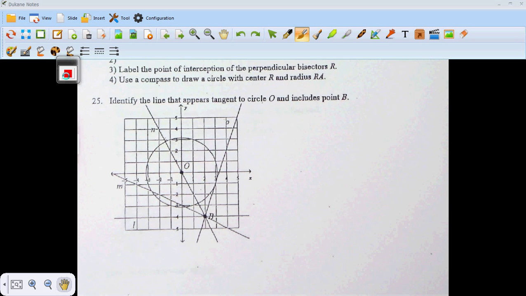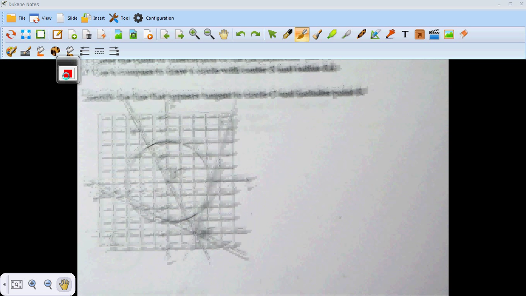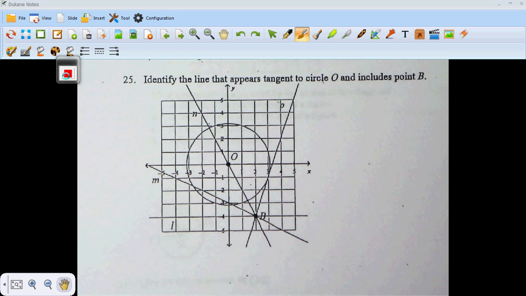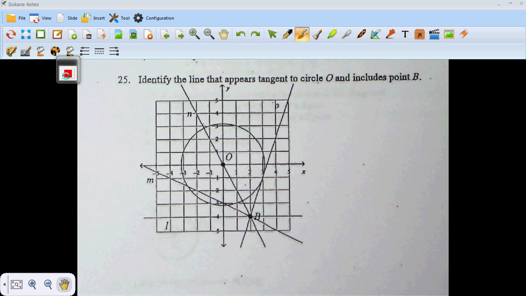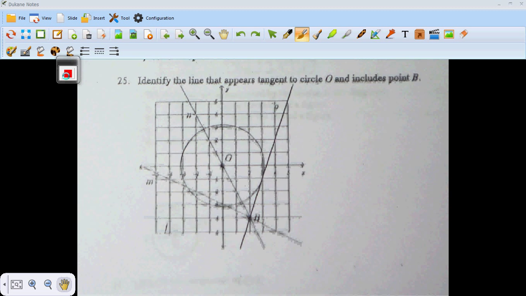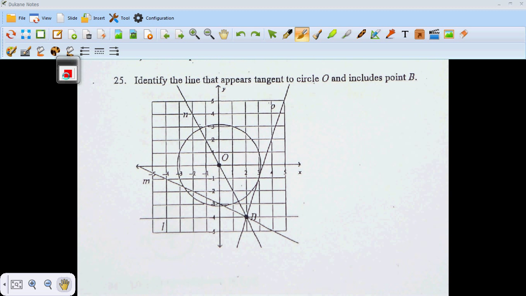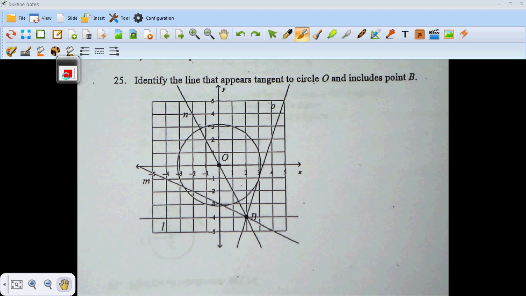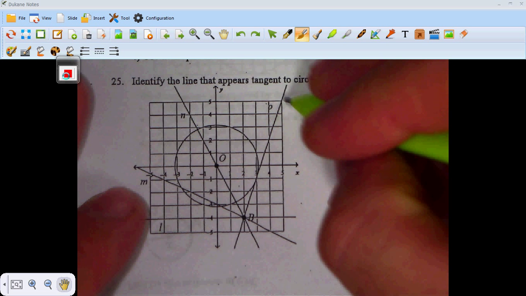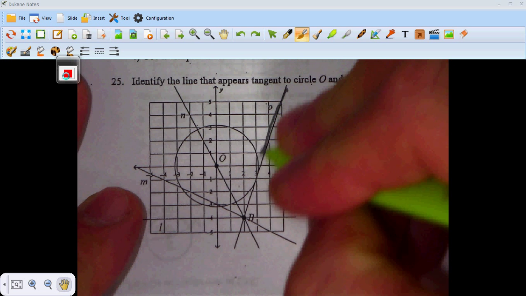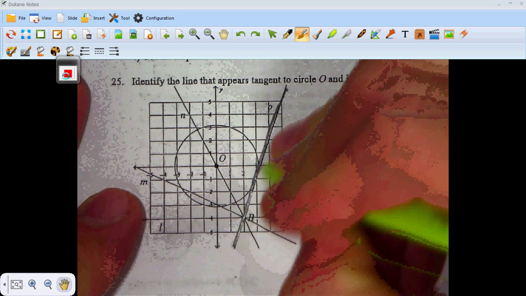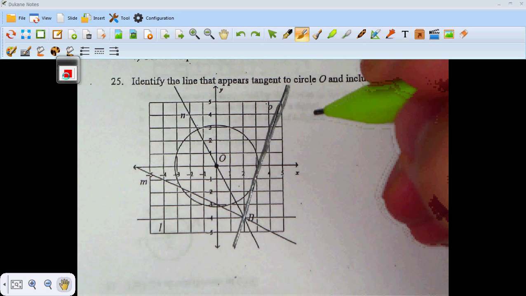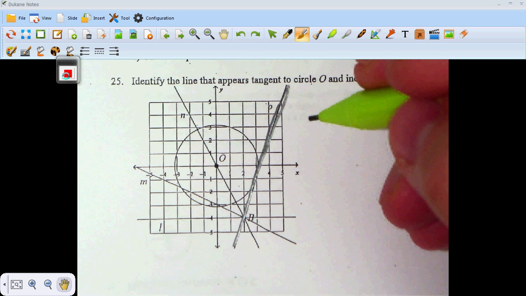All right, 25, I want you guys to answer and tell me which line appears to be tangent to circle O. Which one is it? Little o. Okay, so it's O right here.